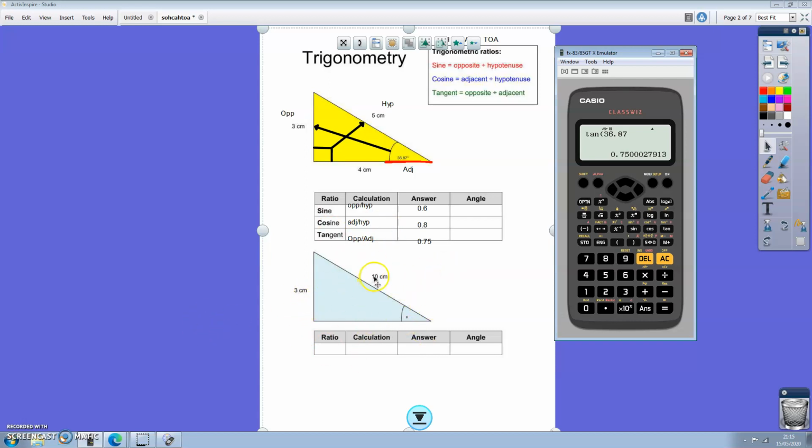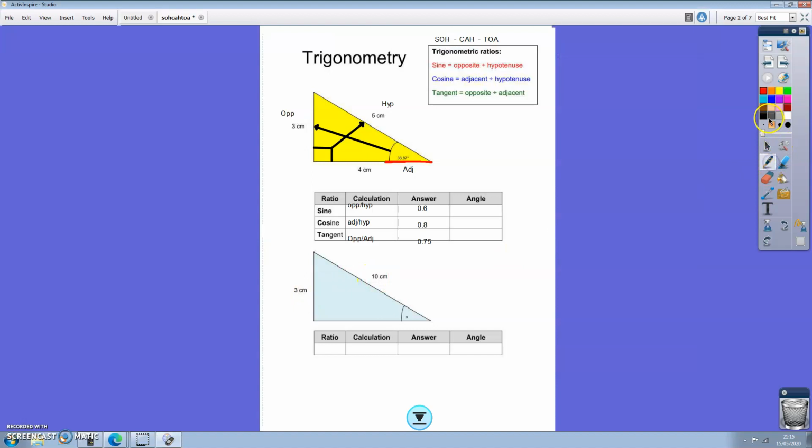Let's look at the first question. Here we've got 3 and 10. So, thinking about what we did, find where your right angle is, and look for the side that is opposite the right angle. That's my hypotenuse. That's the angle I want, so straight away from there, that is my opposite. And finally, the side that's left is the adjacent.